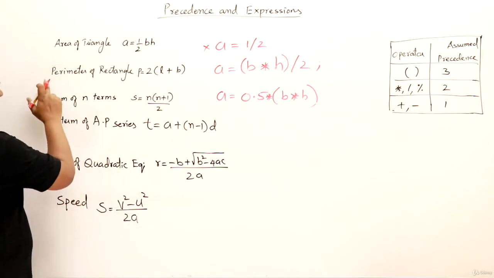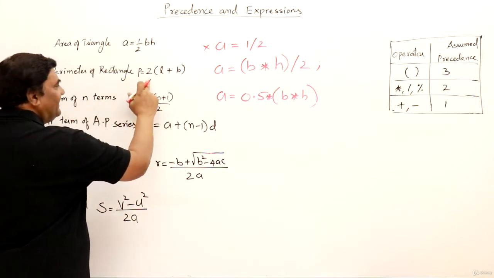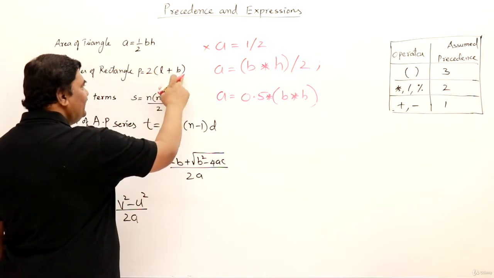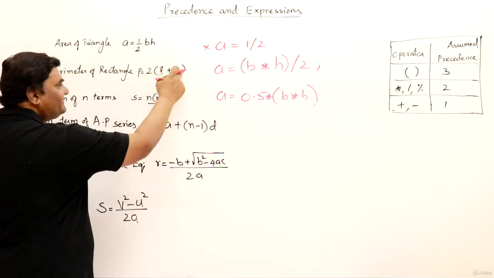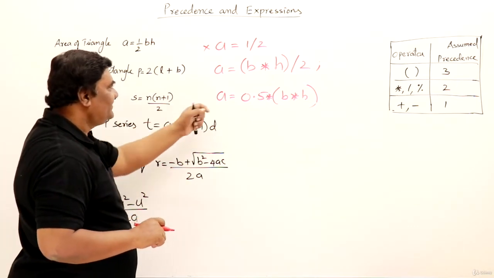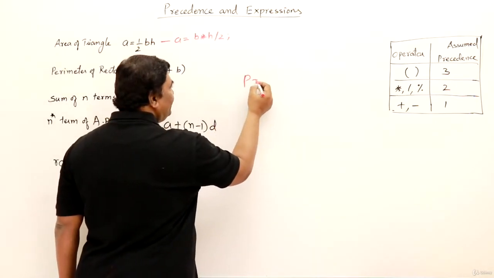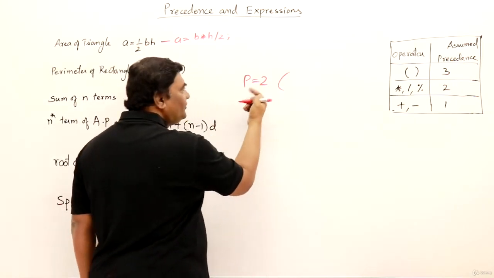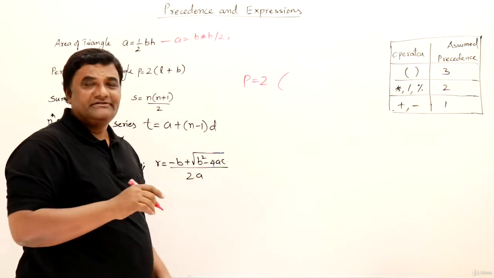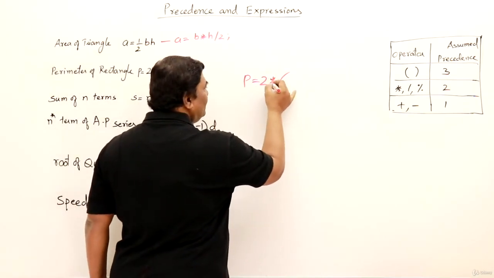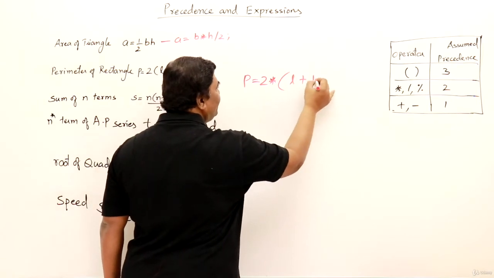The next formula is perimeter of a rectangle, right? P is 2 into L plus B, means 2 into length plus breadth. So how to write this one? I'll remove this. P is perimeter. Perimeter assigned 2 into L plus B into. In mathematics again we don't write into, but here you must write into length plus breadth.